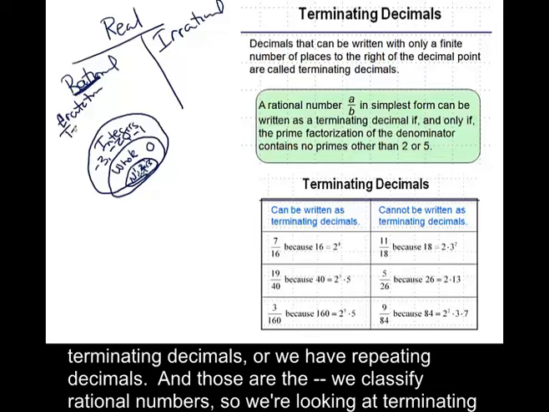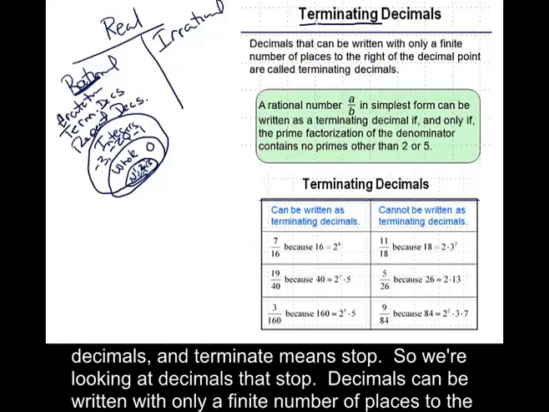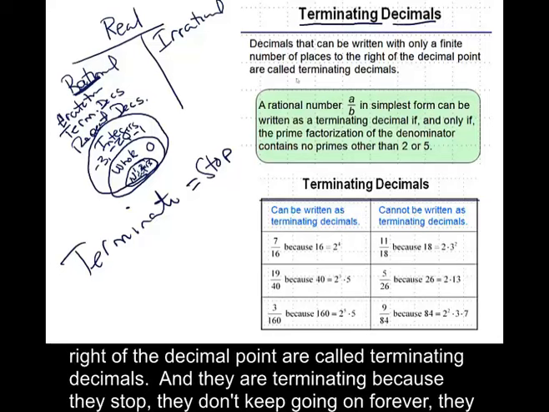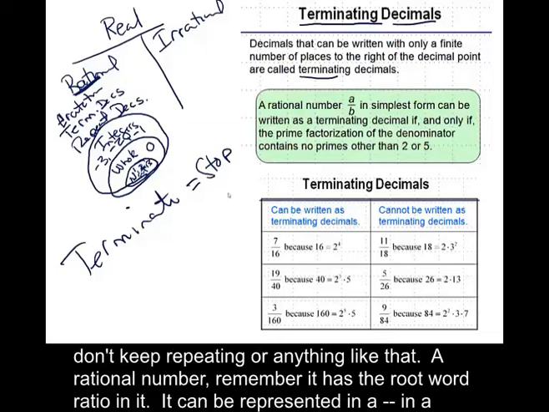We have terminating decimals, or we have repeating decimals, and those are how we classify rational numbers. So we're looking at terminating decimals, and terminate means stop. So we're looking at decimals that stop. Decimals that can be written with only a finite number of places to the right of the decimal point are called terminating decimals, and they are terminating because they stop. They don't keep going on forever. They don't keep repeating or anything like that.